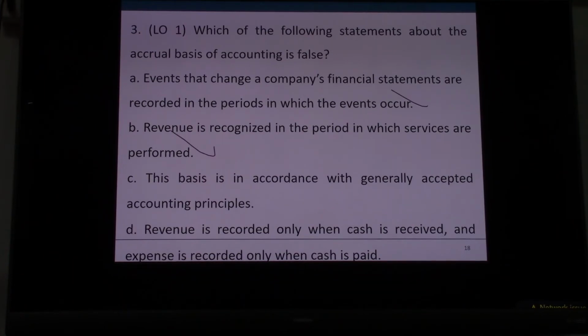This basis, letter C, is in accordance with GAAP. Of course. Revenue is recorded only when cash is received, and expense is recognized only when cash is paid. This is a false statement, so letter D is the correct choice, because the question here is which of the following statements about accrual basis is false, and this is the only false statement in relation to accrual basis accounting, letter D.